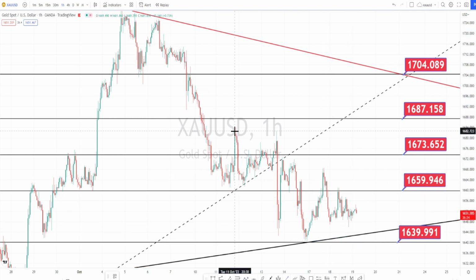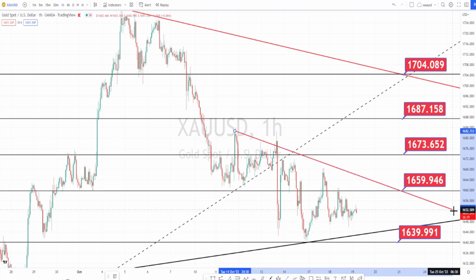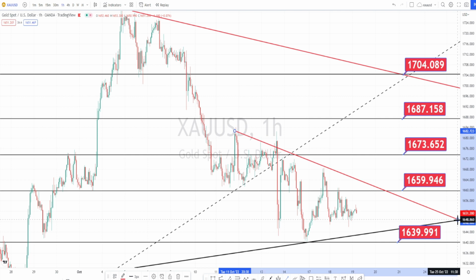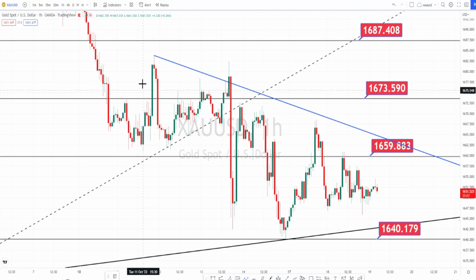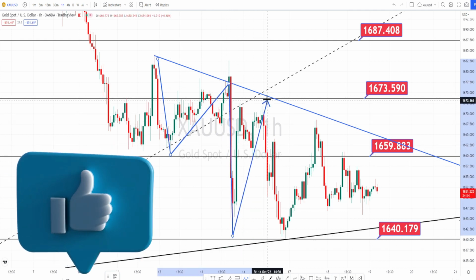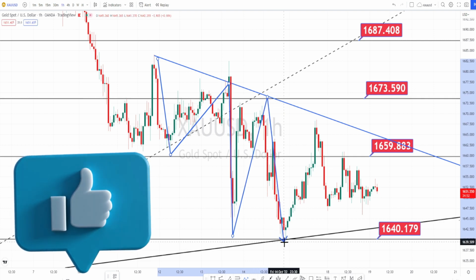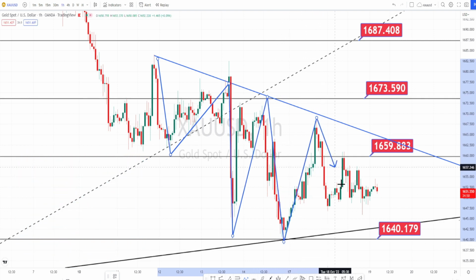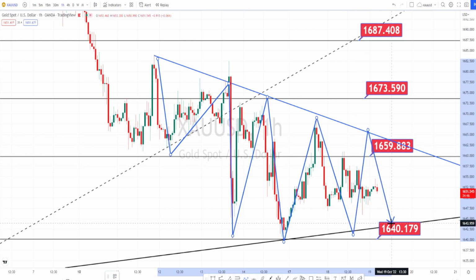So I am going to draw a resistance line or a trend line for hourly time frame also to understand the current trend of the price action in hourly time frame. So based on this trend line, we can notice that the price action is consolidating within this daily time frame support line and hourly time frame resistance line. So wait for a directional breakout from this triangle pattern consolidation in order to take a directional trade on the bearish side or on the bullish side.